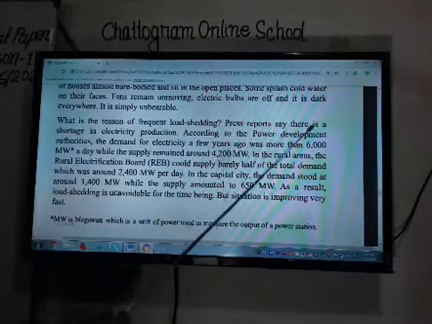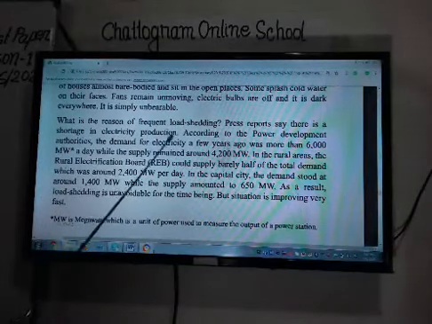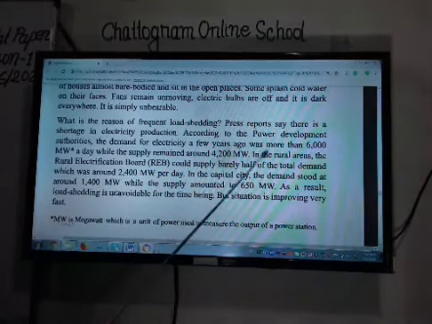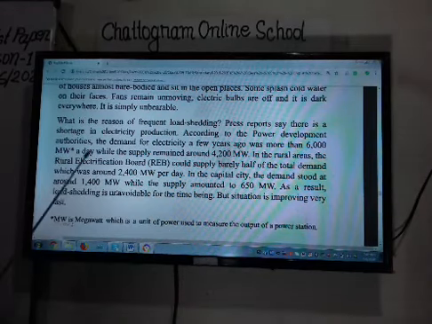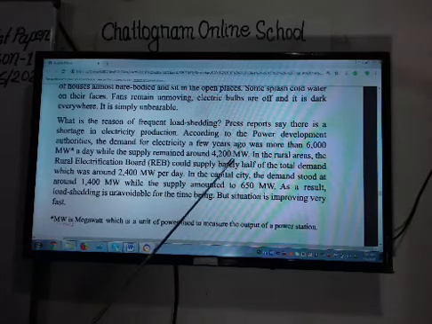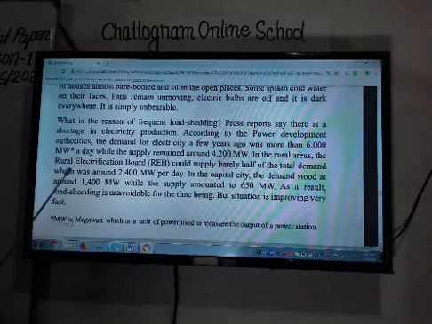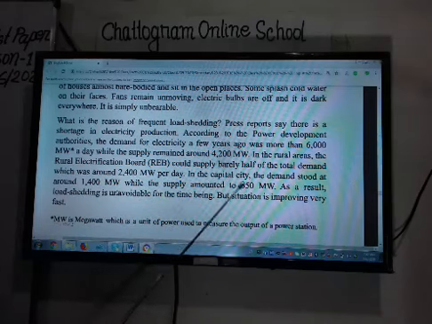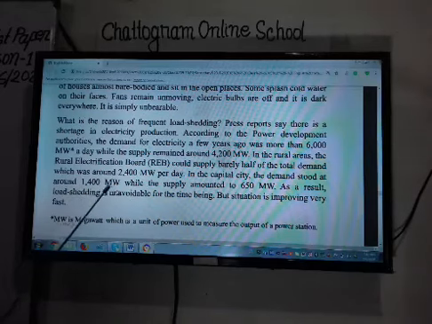Fresh reports say there is a shortage in electricity production. According to the Power Development Authorities, the demand for electricity a few years ago was more than 6,000 megawatt nationwide a day, while the supply remained around 4,200 megawatt. In rural areas, the Rural Electrification Board (REB) could supply barely half of the total demand, which was around 2,400 megawatt per day. In the capital city, the demand stood at around 1,400 megawatt, while the supply amounted to 650 megawatt.